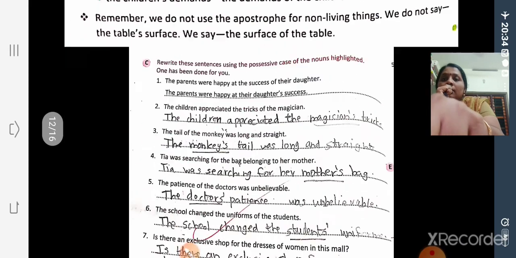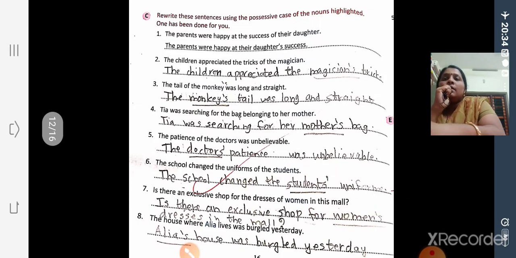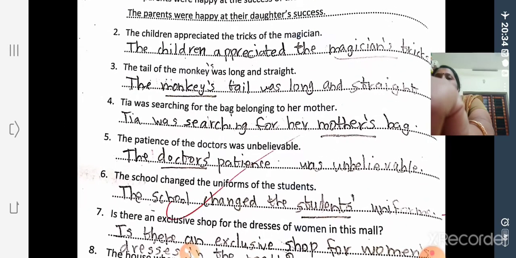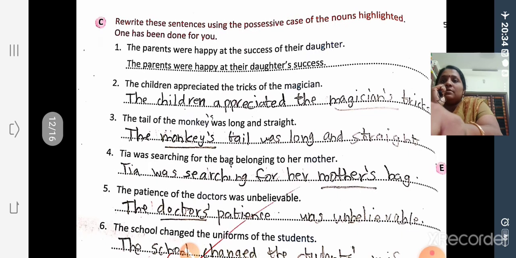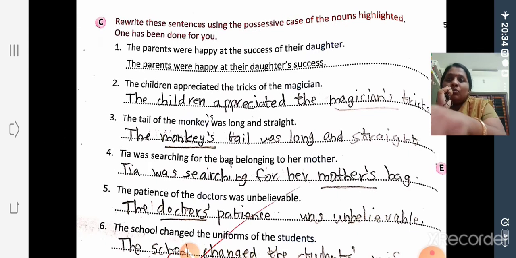Okay. So then again some examples are given here. We have to answer all these. So I have an old textbook, that is why all the answers are written here, last year's book. Okay, the exercise: rewrite these sentences using the possessive case of the nouns highlighted. I'll read one or two. Okay, you have to complete it using the answer key.